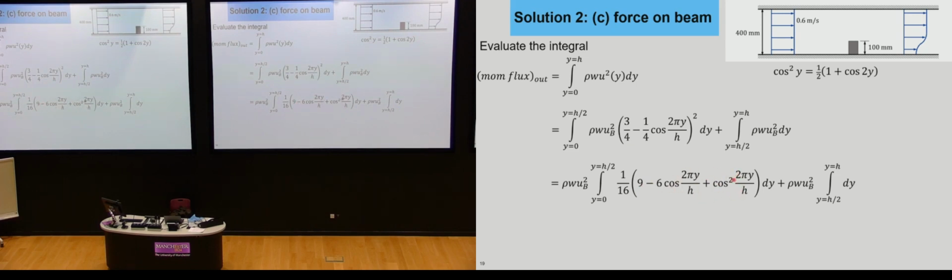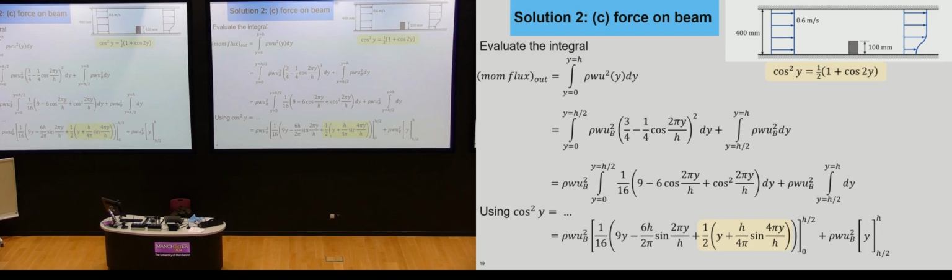At this point, when you're integrating a cos squared term, you remember that you have this trigonometric identity, and we're going to use that in our integral. So we substitute that term into our integral. All I've done is substitute cos squared into here to get this term here. Now I have an equation that I can integrate, and I have integrated it, and it's given me these terms which I evaluate between 0 and h upon 2 and h upon 2 to h. It's a little bit laborious, but this is just maths at this point.